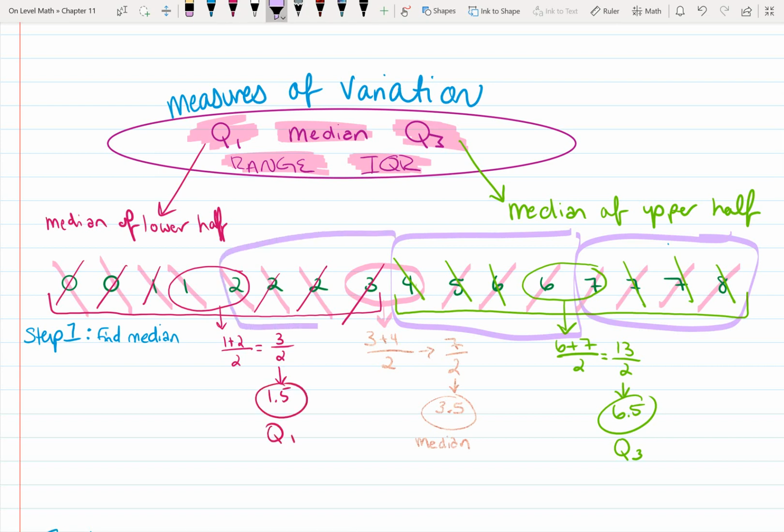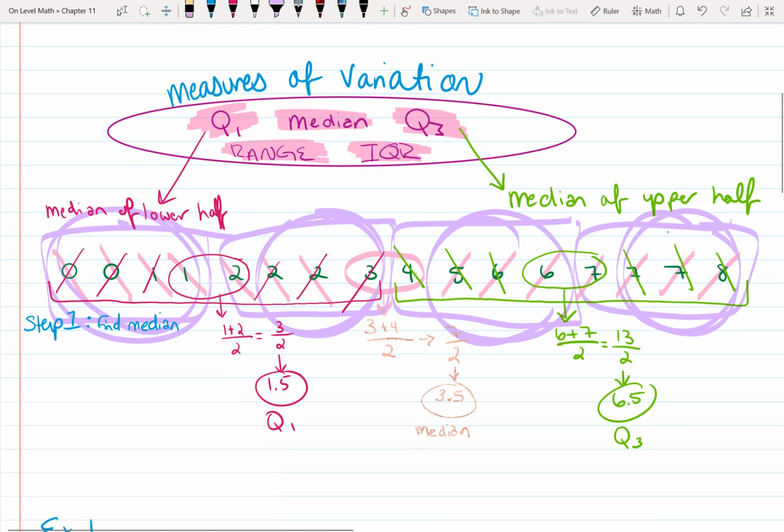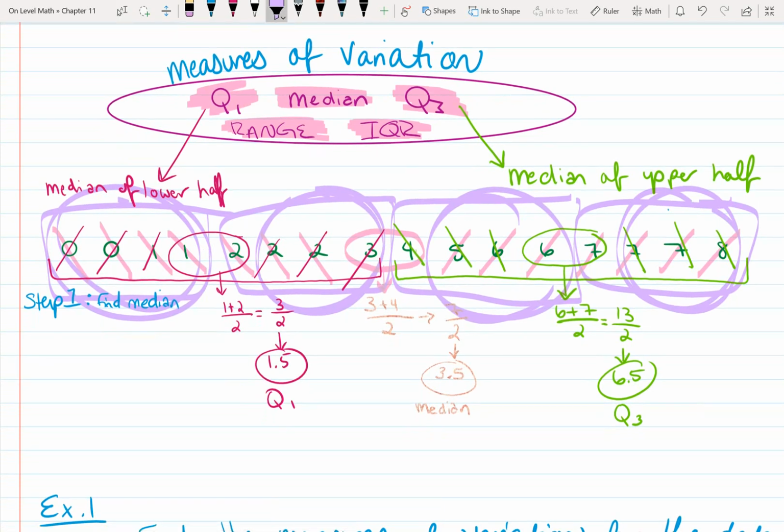So right now, we've just separated our data into 4 sections. So this is quartile 1, quartile 2, quartile 3, quartile 4. That's why those words quartile are used, right? So we found quartile 1, the median, and quartile 3. Again, it's just the median of the upper half and the lower half.